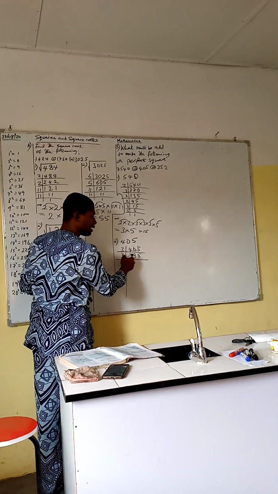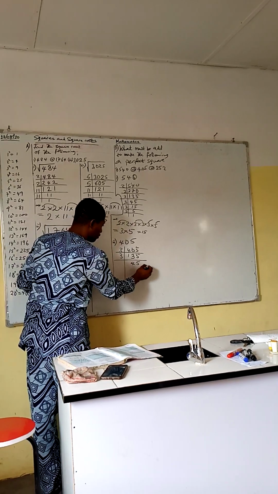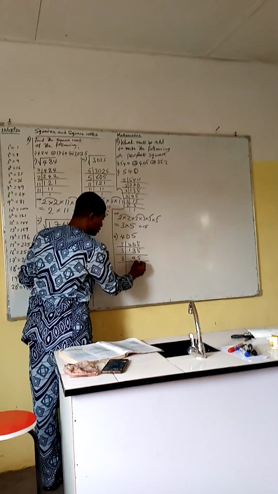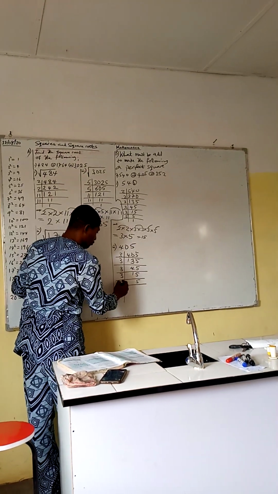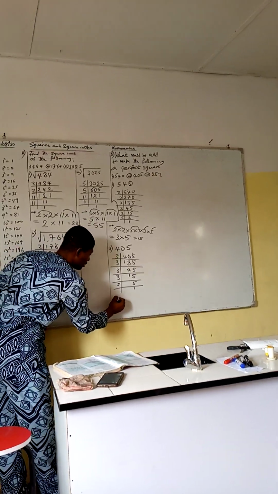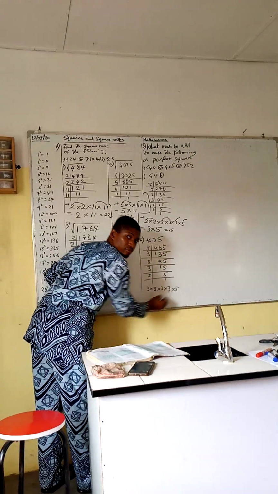What can go? 3 into 15 is 5. Another 3 into 15, 5. What can go? 3 into 9 is 3. 3 into 3 is 1. What can go? 5 into 5, 1. Write out your factors. You have what? 3 times 3 times 3 times 3 times 5.